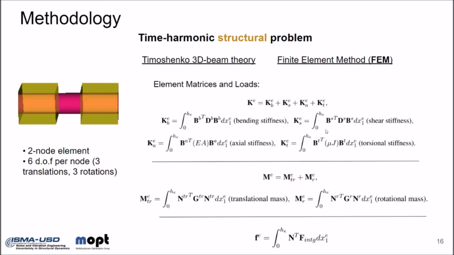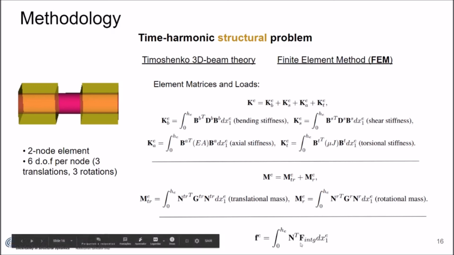The element stiffness matrix is composed of 4 parts related to bending, shear, torsional, and axial stiffness. The element mass matrix is composed of 2 parts, the translational and rotational mass. And here, the element force vector.